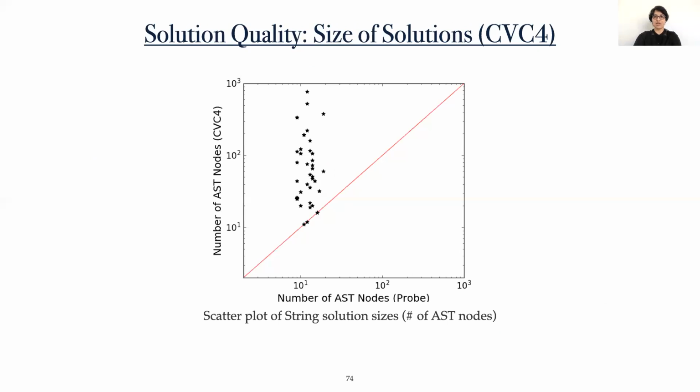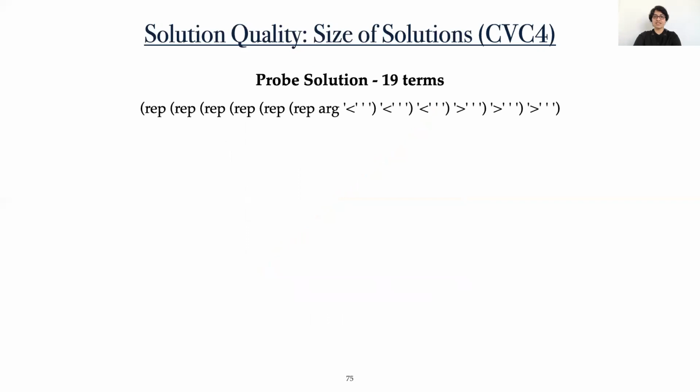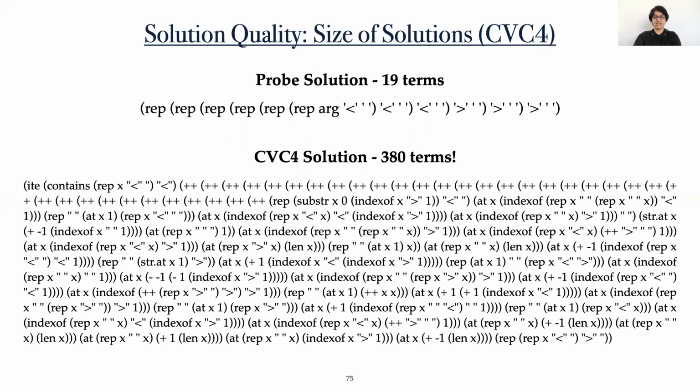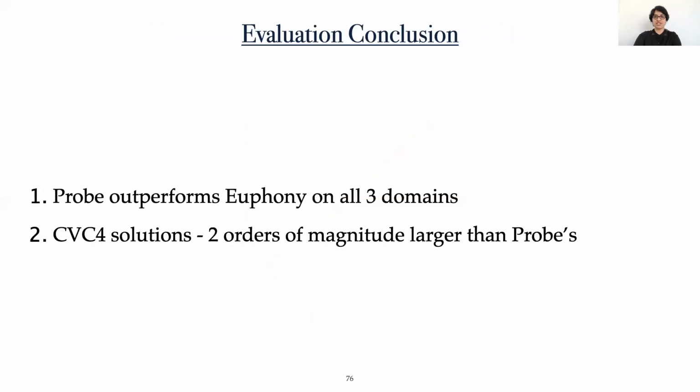As seen in this scatter plot, CVC4 solutions are almost always larger than Probe solutions, sometimes by 2 orders of magnitude. Specifically, for our remove angles problem, the size of Probe solution is 19 terms, whereas the size of CVC4 solution is 380 terms, which is not at all usable. So to conclude, Probe outperforms Euphony on all 3 domains, and although CVC4 outperforms Probe for the string domain, CVC4 solutions are 2 orders of magnitude larger than Probe and do not generalize well.